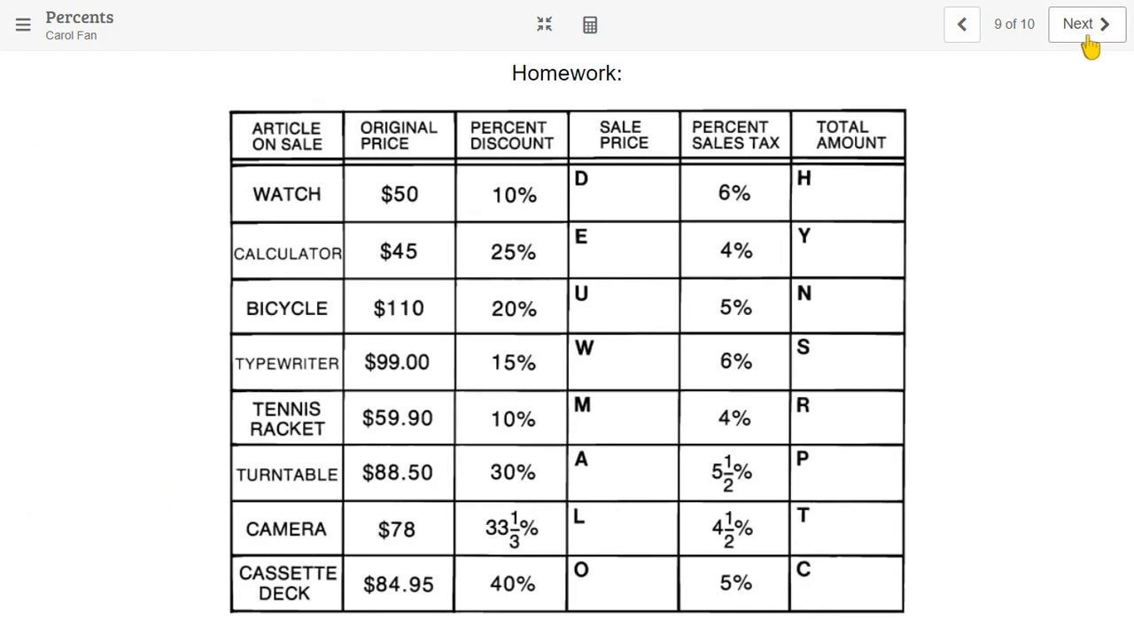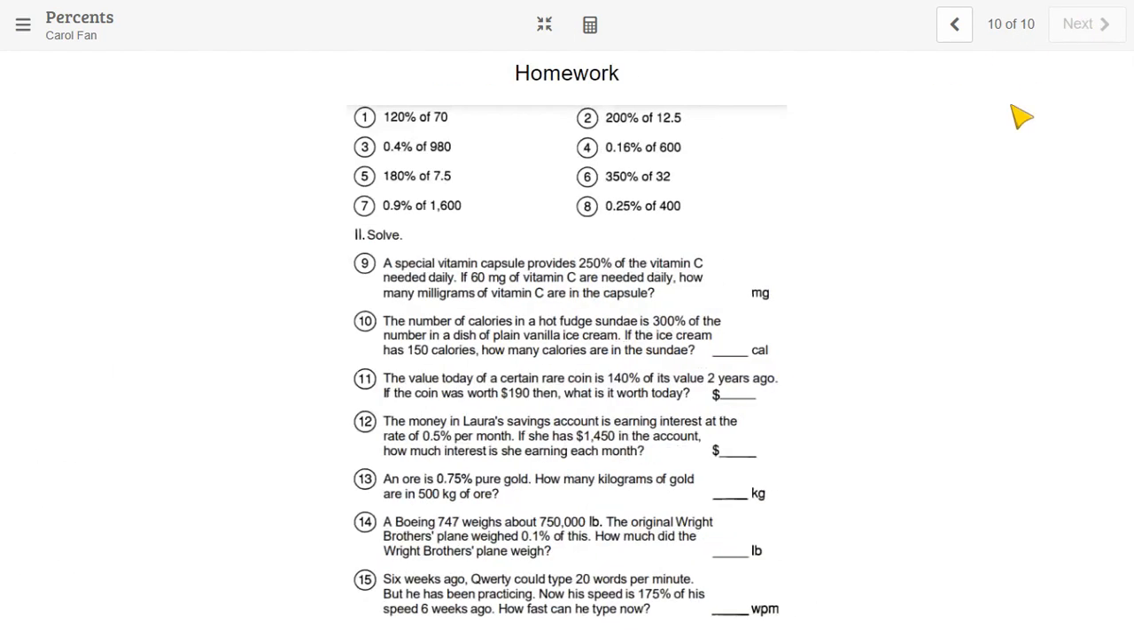For extra practice, there are some homework questions here to find the sale price and the total amount after the tax, and then some questions for percentages.